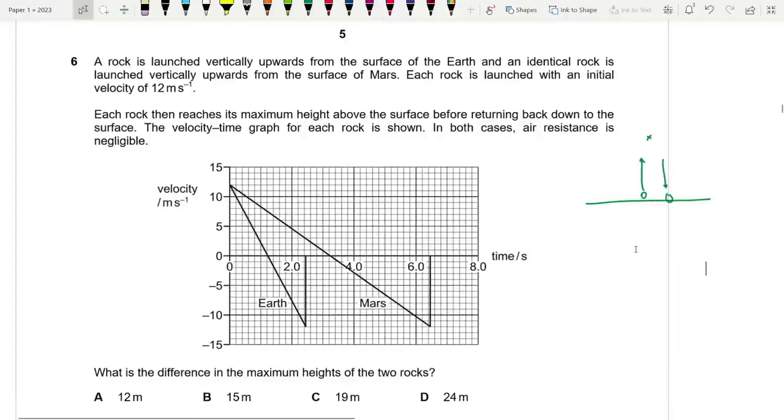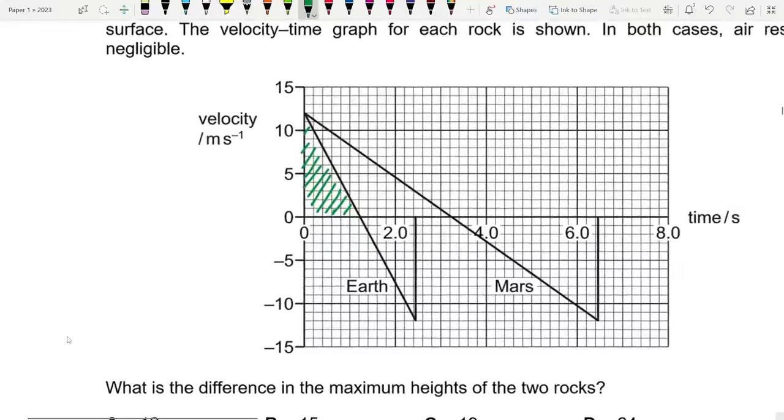So basically, this section over here, this is for the earth, right? This section represents the object, the rock going up, because the velocity is positive. But you see this section over here, this is the rock coming down again. It was meant to trick you. You just need to take the first triangle, because the positive triangle indicates you going up. Is that fine? So let's find out the math for the maximum height of the earth.